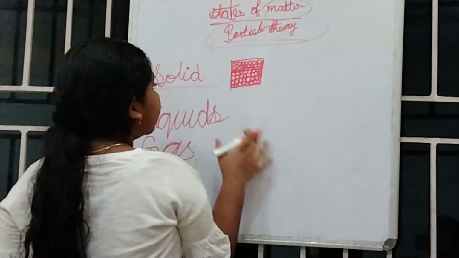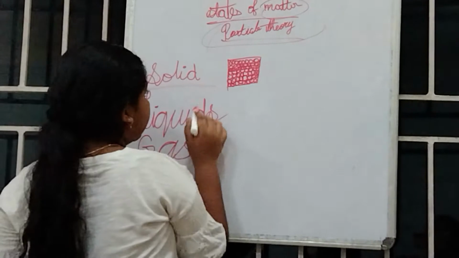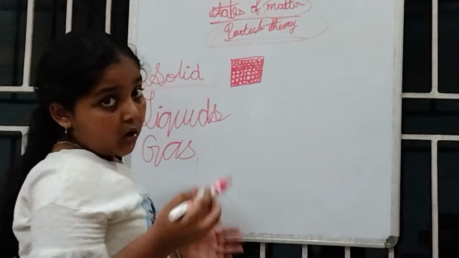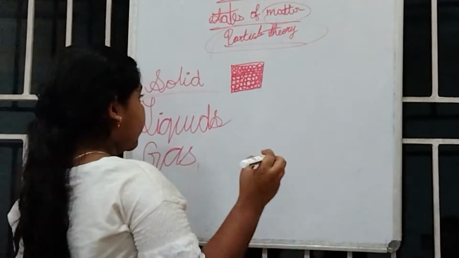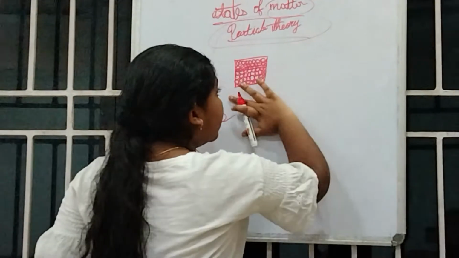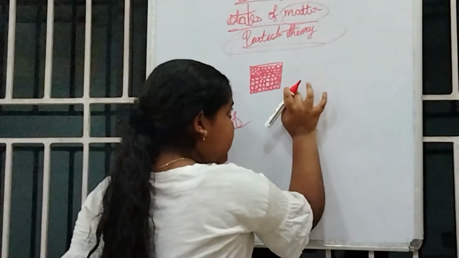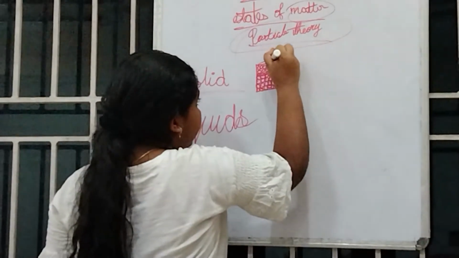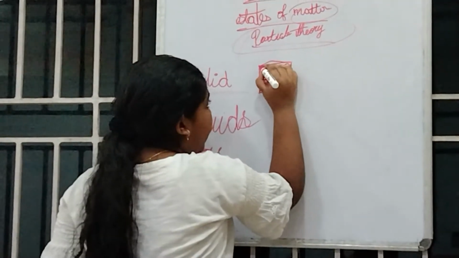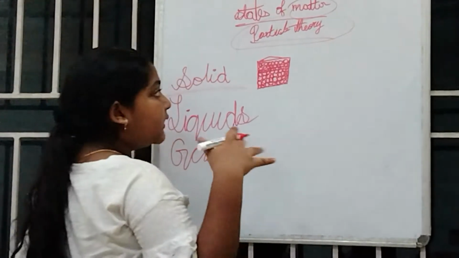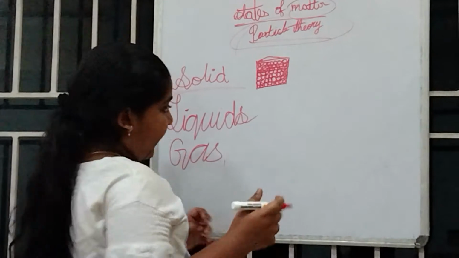This is the particle of solid. This is an example of how these particles of solid will be arranged. It will be in a fixed shape. It occupies space like that. All the particles will be so close, and all the particles will be tightly packed.